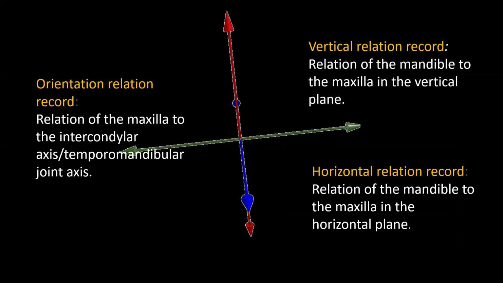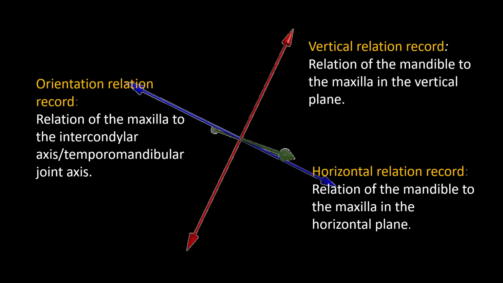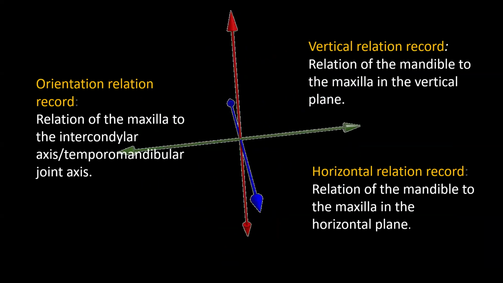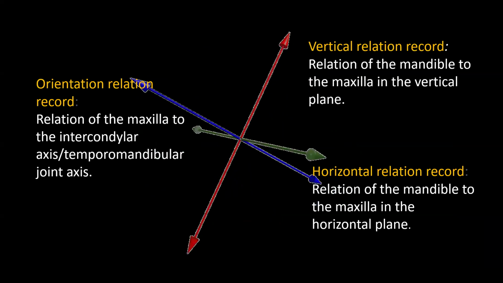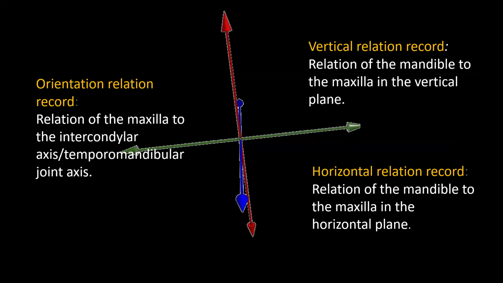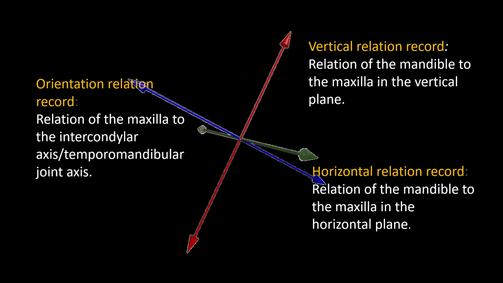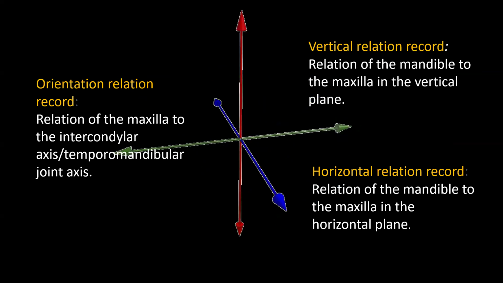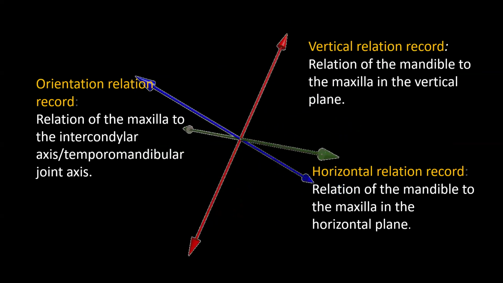These said relations, as I mentioned before: the first step is the orientation relation record, wherein the relation of the maxilla to the intercondylar axis or the temporomandibular joint axis is achieved. We also usually refer to this as the orientation of the maxilla to the base of the cranium.